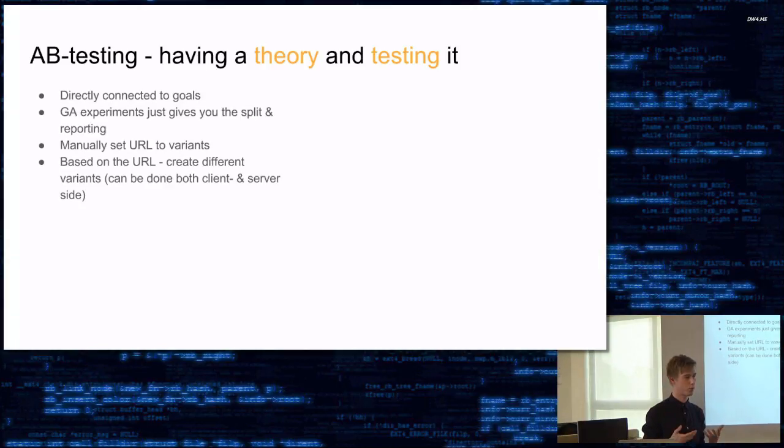Then we create two variants. One that is the original with the red button, and another one which is our theory that it's going to boost sales, and that's the green button. We split those two into different URLs, and we render different versions based on the URL. And that's pretty much it.